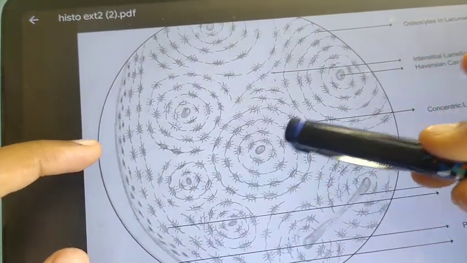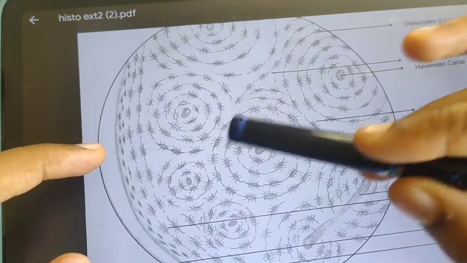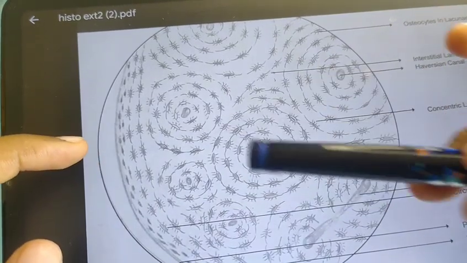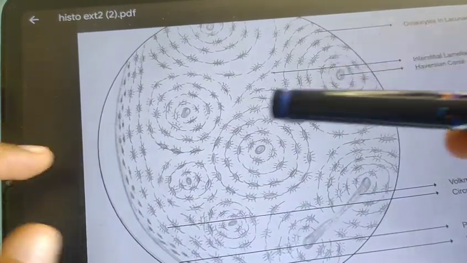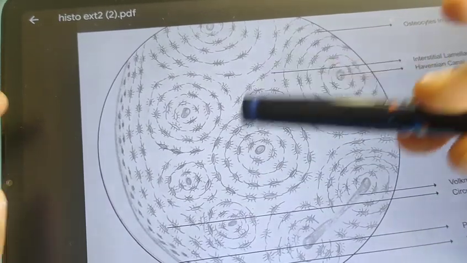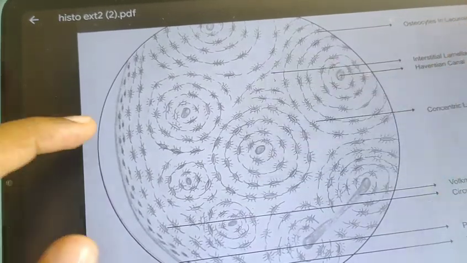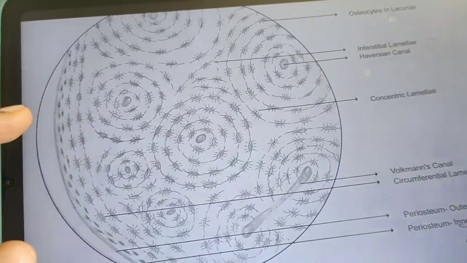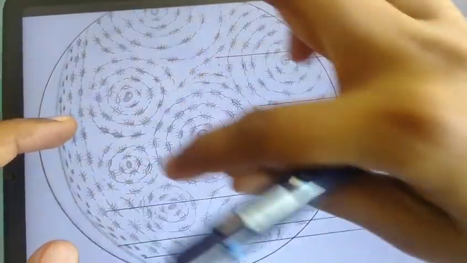Haversian canal is surrounded by lamellae, which are like concentric circles, so they are called concentric lamellae. Lamellae is a layer. They surround the Haversian canal in a concentric pattern, so they are called concentric lamellae. See, concentric lamellae surrounding this like this.